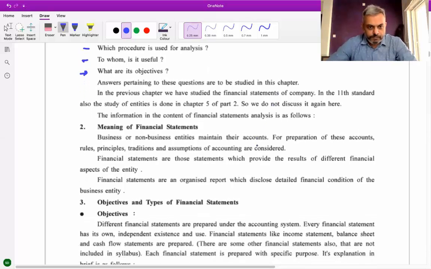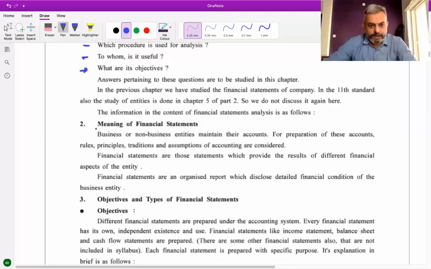So let's proceed further. Now, meaning, this is important. You have to learn this meaning of financial statement. So businesses or non-business entities maintain their accounts. For preparation of these accounts, rules, principles, traditions, and assumptions of accounting are considered. Now, financial statements are those statements which provide results of different financial aspects of the entity. Financial statements are organized reports which disclose detailed financial condition of business entity. So this meaning you need to learn.